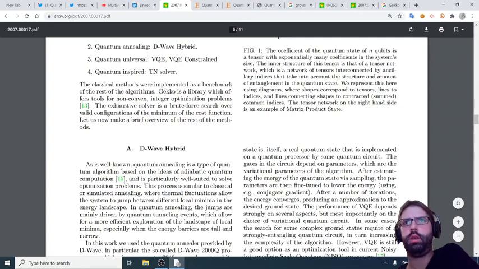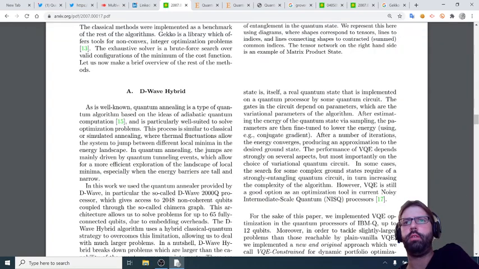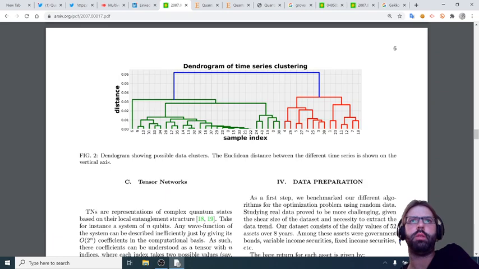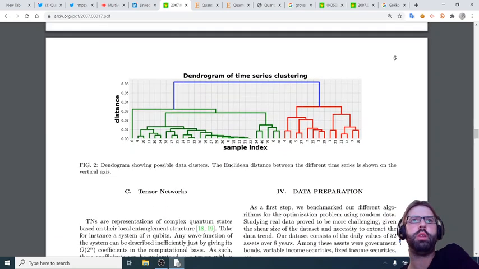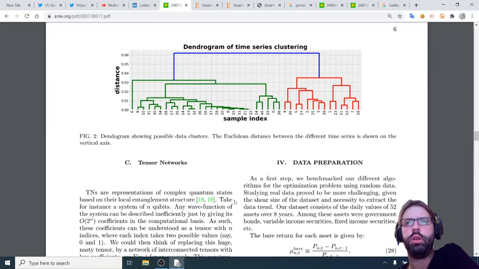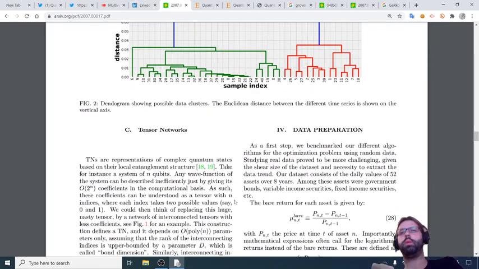Tensor, okay. Then the VQE part, I want to see if there's something concrete. What are these tensor networks? Data preparation. So I want to dive into the D-Wave ones. I know I said I would go through the whole paper, but I'm curious about the D-Wave details.